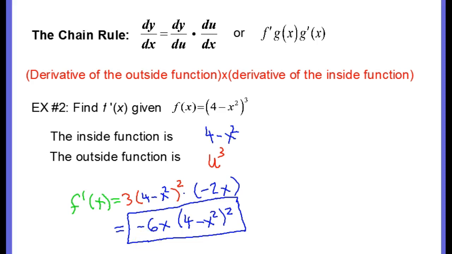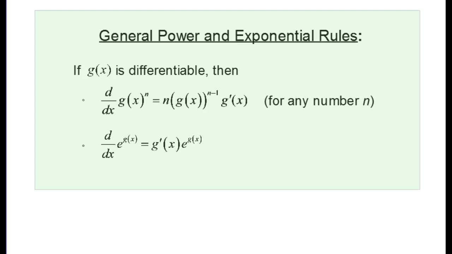Now let's go ahead and take a look at how we could daisy chain some of these properties together and develop a general power rule and general exponential rule. So if we have a function g of x that is differentiable, then the derivative of g of x to the nth power is just simply going to be n times g of x to the n minus 1. But what do I have to do? I have to multiply by the derivative of the inside function. That's g prime of x.